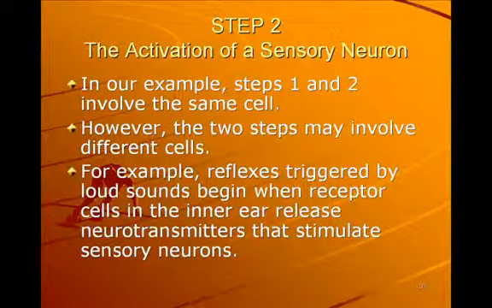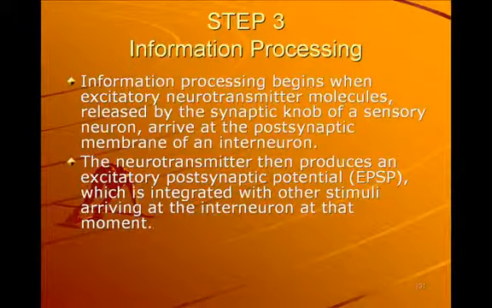Now, two steps may involve different cells. For example, a reflex is triggered by a loud sound behind you. The receptor cells of the inner ear release neurotransmitters and stimulate sensory neurons. Information processing begins when excitatory neurotransmitter molecules released by the synaptic knob of the sensory neuron arrive at postsynaptic membranes in the interneuron. Neurotransmitters then produce an excitatory postsynaptic potential, which is integrated with other stimuli arriving from interneurons at that same moment.